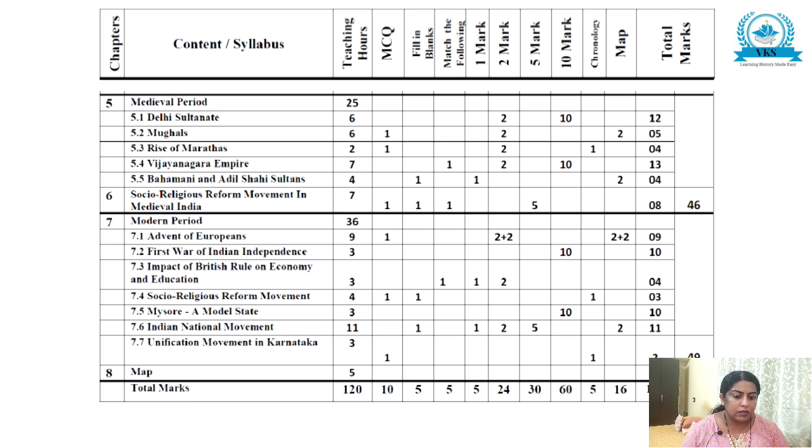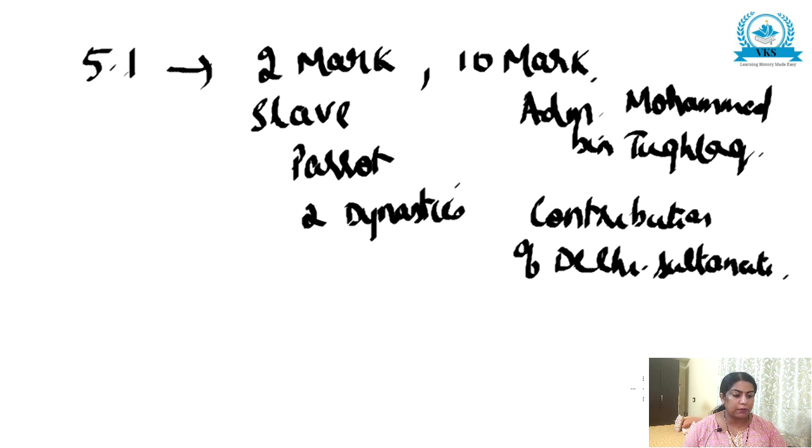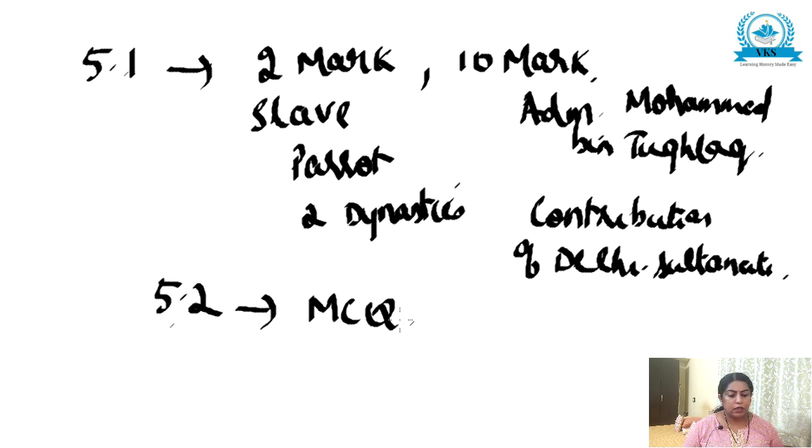Next is 5.2 Mughals, MCQ, 2-mark question and place in map. 2 places can come or 1 place can come. So MCQ and 2-mark question from Mughals. So that is chapter 5.2. If you see 5.2, you will have an MCQ and a question from the chapter Mughals.